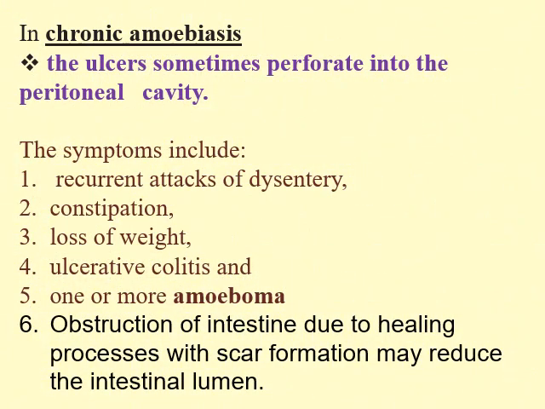The clinical manifestation of chronic amoebiasis: here, the ulcer sometimes perforates into the peritoneal cavity, and the symptoms include recurrent attacks of dysentery, constipation, loss of weight, ulcerative colitis, and one or more amoeboma. Amoeboma we defined previously. Obstruction of the intestine due to healing processes with scar formation may reduce the intestinal lumen.